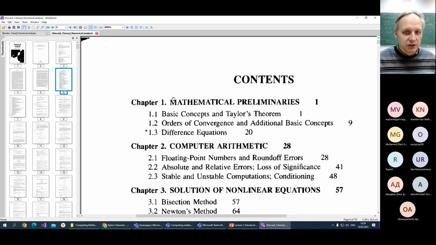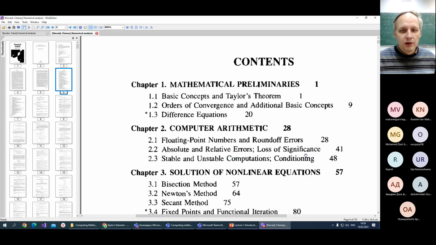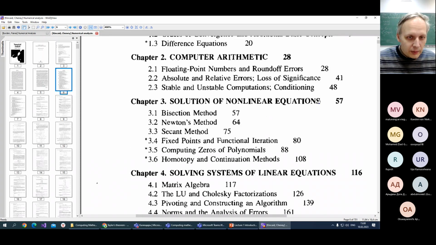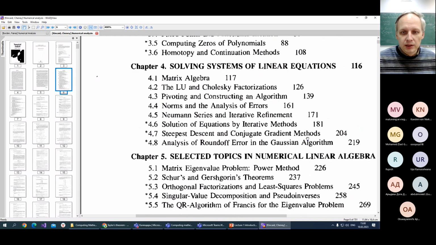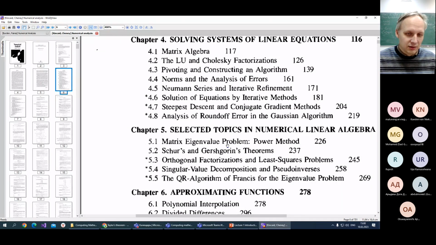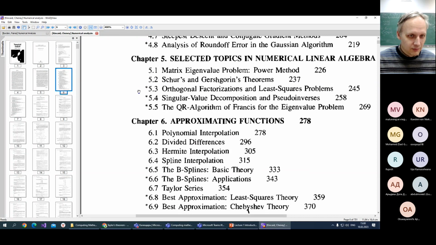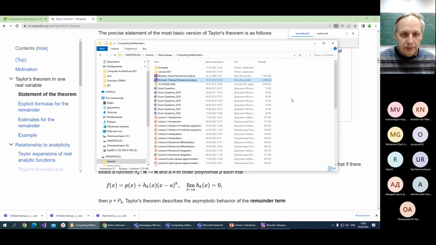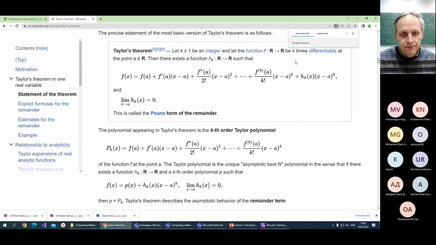It starts from mathematical preliminaries, then computer mathematics that we discuss right now, solution of nonlinear equations, of some topics, of course, it's complex, topics with a star, and so on. Well, I will send you these books. You can read it, or you can use any other book, of course.